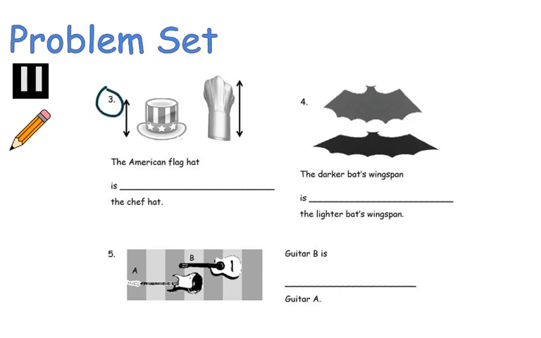So number 3, the American flag hat, that's this one, is blank the chef hat, which is this one. So the American flag hat is blank the chef hat. Go ahead and pause your video and fill in your answer. Okay.